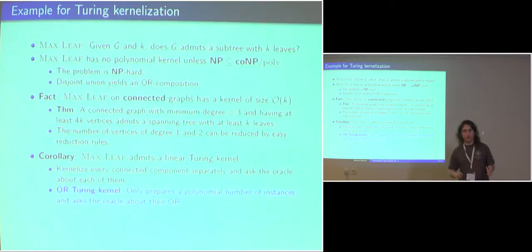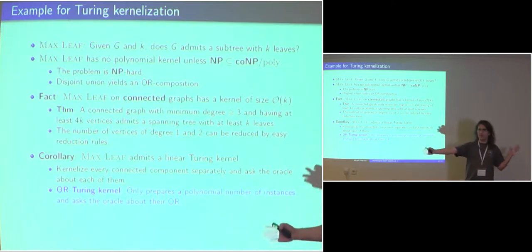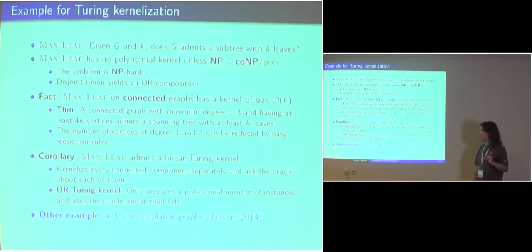Good. So this is a so-called OR Turing kernel, which means that basically the algorithm only prepares some number of instances and then asks the Oracle about the OR of those instances. Yes? There are other examples.